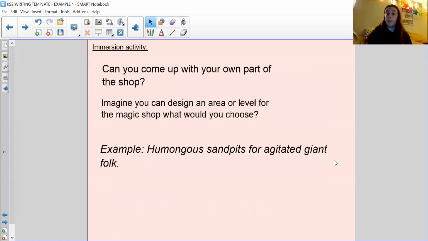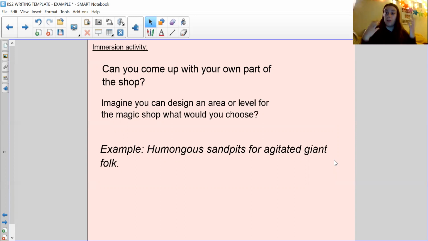The challenge is that I would like you to come up with your own part of the shop. Imagine you can design an area or level for the magic shop. What would you choose? And please describe it. So one of the examples from the text was a humongous sandpit for agitated giant folk. We know humongous means massive, and agitated means when you are anxious or angry, or you kind of can't sit still. And we know that folk means people, so giant people.